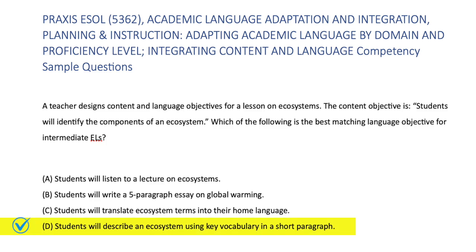In this scenario, option D, students will describe an ecosystem using key vocabulary in a short paragraph, is the best choice. It's measurable and directly linked to the content objective. It targets the same vocabulary needed to identify components and asks the students to produce language at an intermediate level, complete sentences in a brief paragraph.